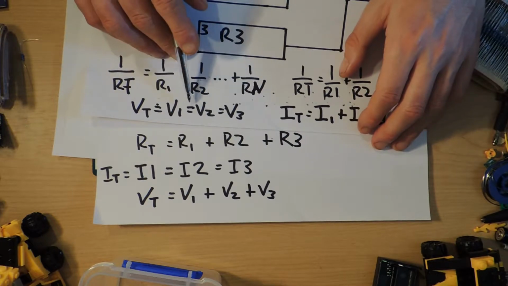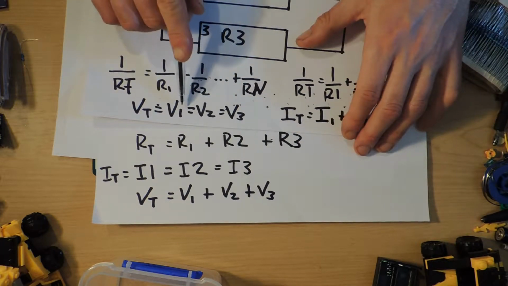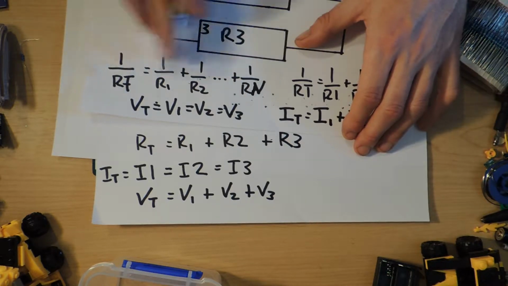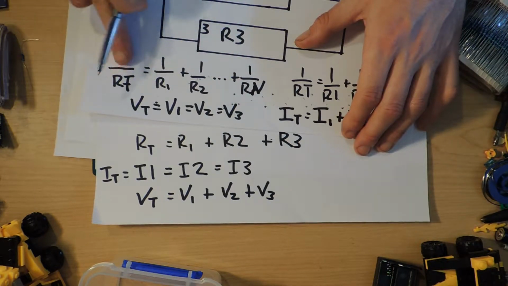We'll do a video later on about the algebra of this and how we come up with this equation, because it looks like it comes out of the blue. It's like, how do you get this kind of strange thing?